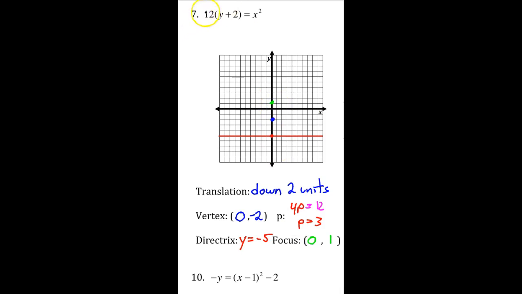LLR is 12, which means 6 to the left again, 6 to the right. 2, 4, 6, and 2, 4, 6. Draw a nice smooth parabola through the vertex. There we go.